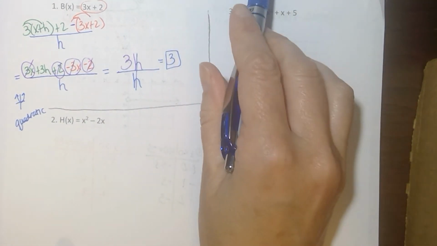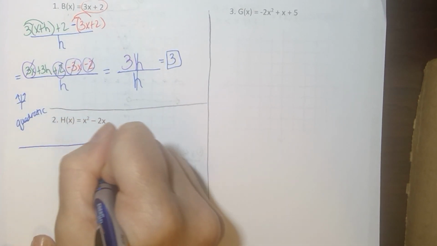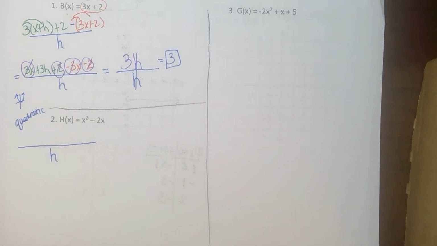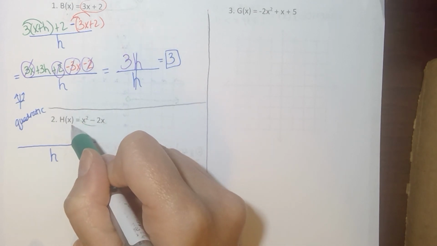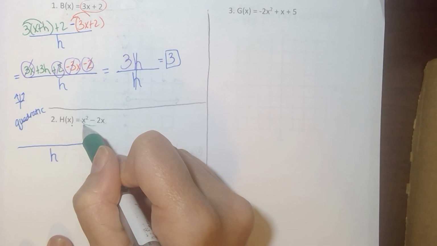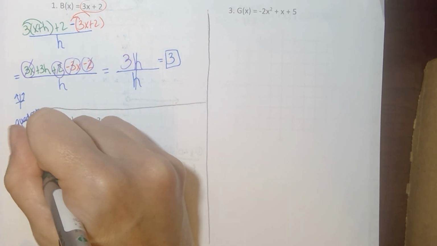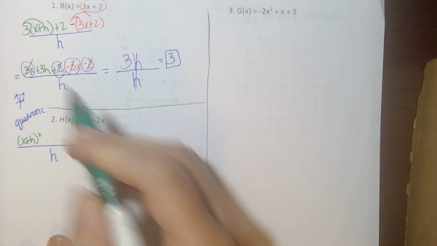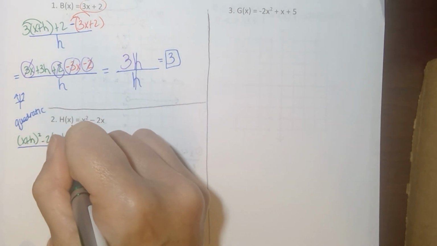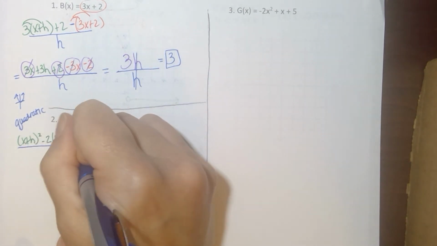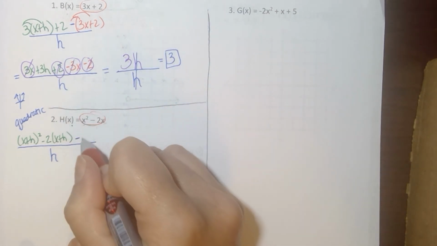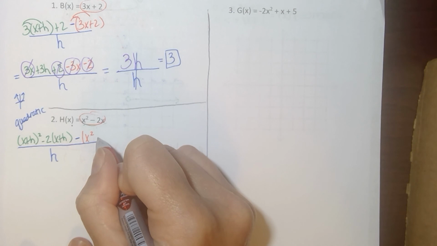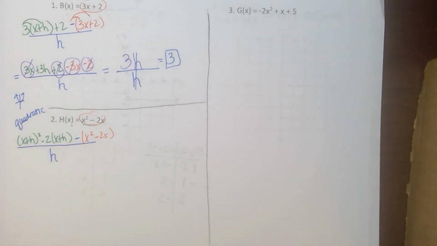So let's start with our setup, our formula. We know we've got a bunch of stuff over h. The first thing we're told to do in our difference quotient is to take our function, h of x in this case, and anywhere there's an x, I replace it with x plus h. So right here, this is x plus h quantity squared, and here I have minus 2 times x plus h. That's the first piece of my difference quotient. The second piece of my difference quotient is to subtract this original function. So I have to put it in parentheses. Minus x squared minus 2x.